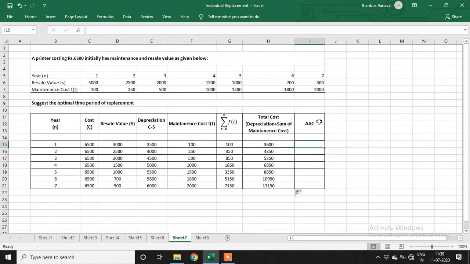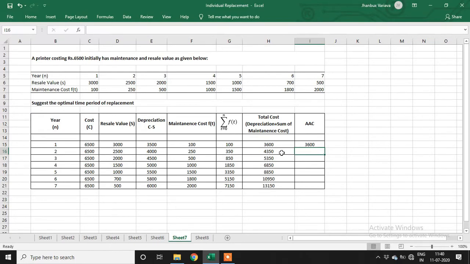Now a final column will be there, which will give us an idea of the replacement time. It is known as annual average cost. Okay, so for calculating the annual average cost, what you have to do is simply divide your total cost by the year. For example, the first one, that is 3600 divided by 1. So what will be the answer? We'll say equals total cost divided by the year. So it will give us the answer directly, 3600.